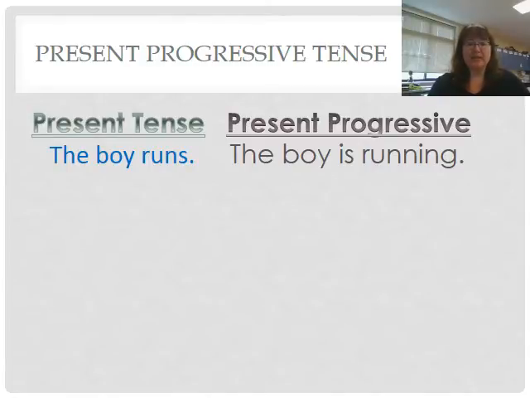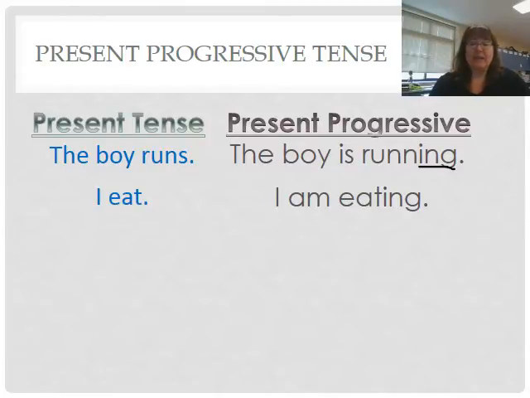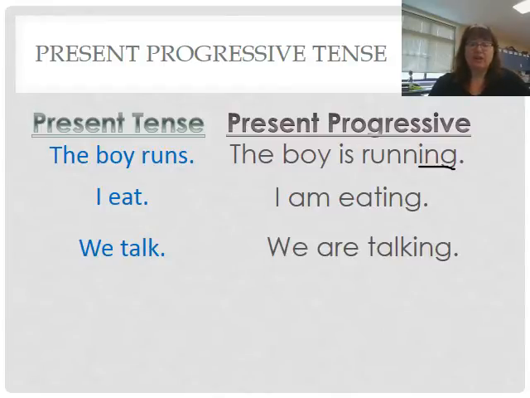Present tense, the boy runs. Present progressive, the boy is running. It's that ing ending. I eat would be I am eating, or we talk is we are talking. Right, there's that present progressive. You need a form of estar, or in English a form of is, right, to be, and then that ing ending. But there's a big difference in Spanish when it comes to this versus when we use it in English.